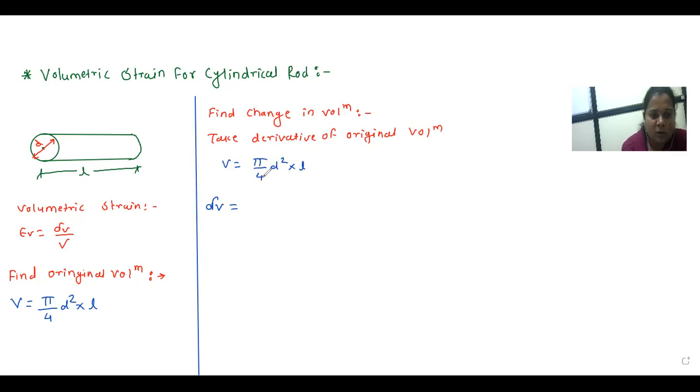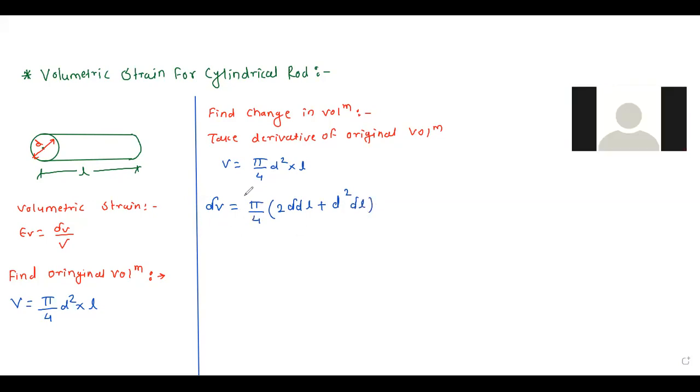So this pi by 4 is constant. We will take common pi by 4. So in bracket, the derivative of this d square is 2 into del d and this L as it is, plus. Now we will take this d square as it is and derivative of this L is del L. So this is the change in volume del V, which is equal to pi by 4 into 2 del D into L plus d square into del L.